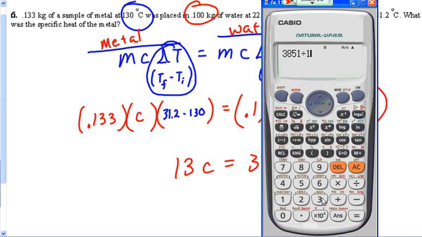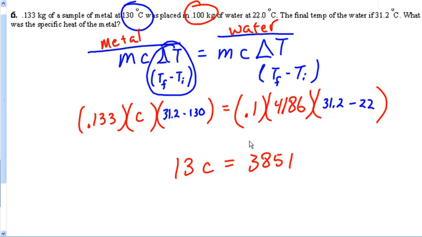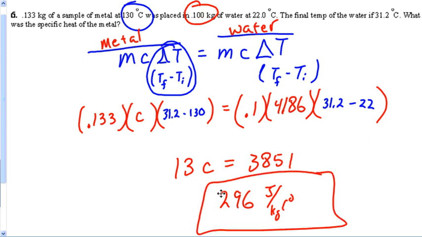3851 divided by 13 gives me an answer of 296. I think if you don't round anything, it comes out to 293. Anyway, joule, kilogram, Celsius, degree.